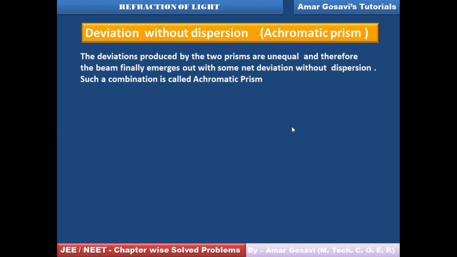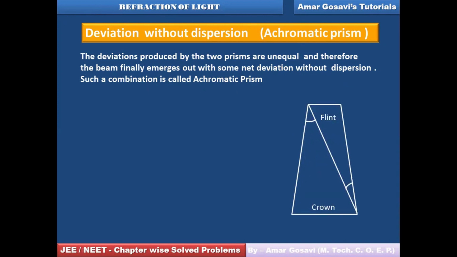or achromatic combination. So let's say there are two types of glasses, one is a crown glass, the other is a flint glass. And these are the two prisms connected in such a way that we want the deviation to be allowed and dispersion to be nullified. So how do we do that?